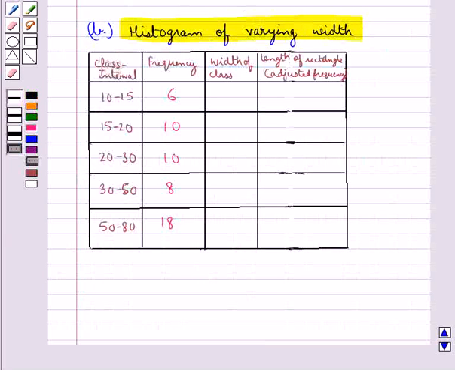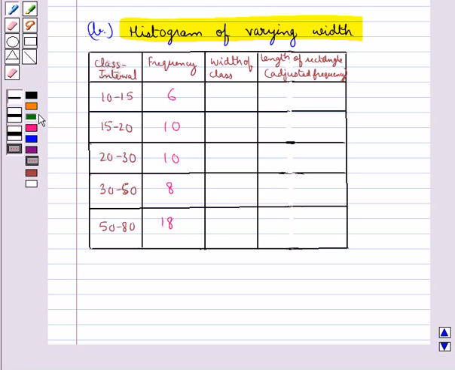Consider this data in which we are given the class interval and the corresponding frequencies. As you can see that the class intervals have different sizes, that is, the class intervals are of varying width. We need to make certain modifications in the lengths of the rectangles, or you can say in the frequencies, so that we get the areas of the rectangles that we form proportional to the frequencies.